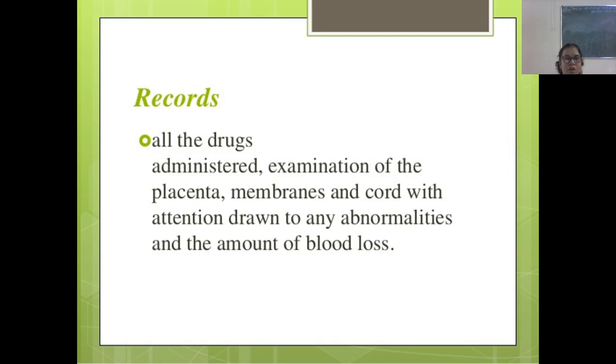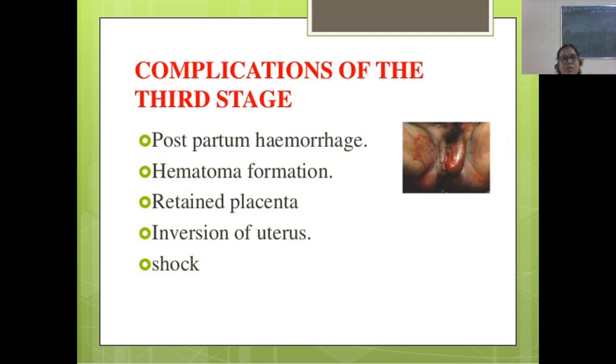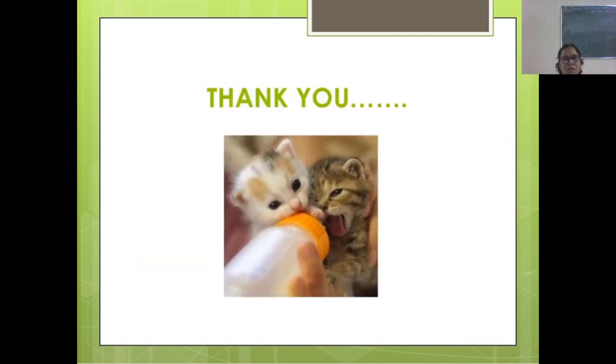Then you need to record all the drugs which are administered, and the examination of the placenta, membranes and cord, with attention drawn to any abnormalities and the amount of blood loss. Then complications of the third stage of labor: usually postpartum hemorrhage, formation of hematoma, retained placenta, inversion of uterus and shock. These are the usual complications that may be faced in the third stage of labor.